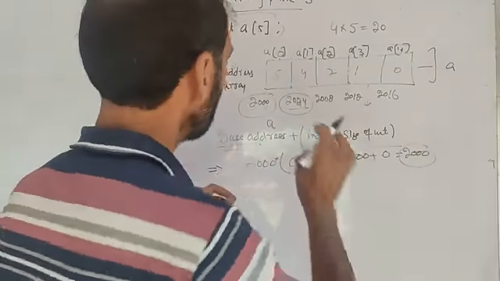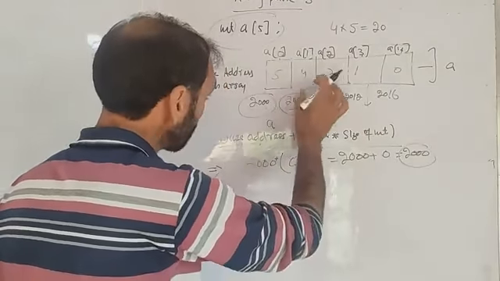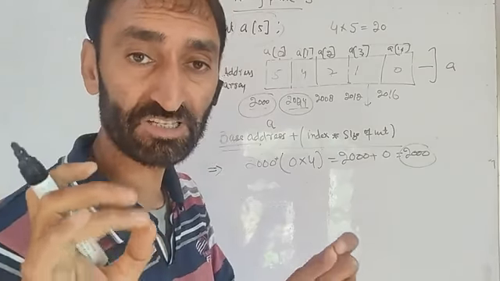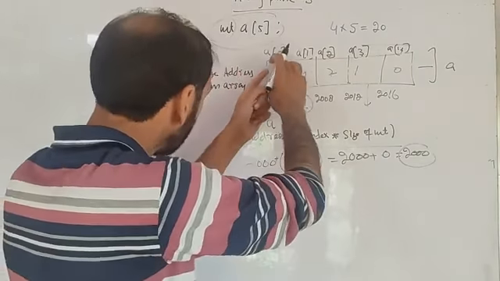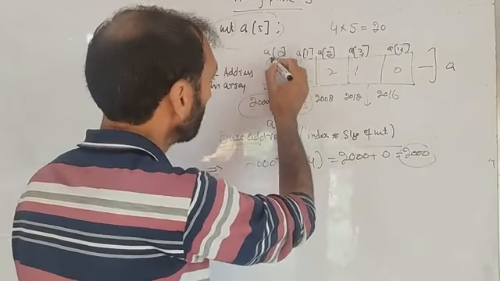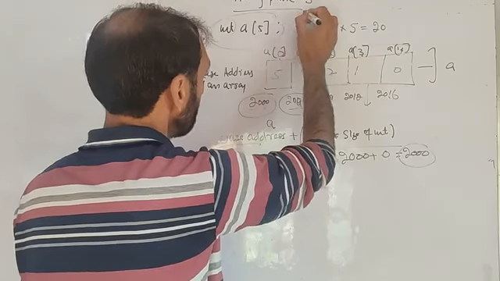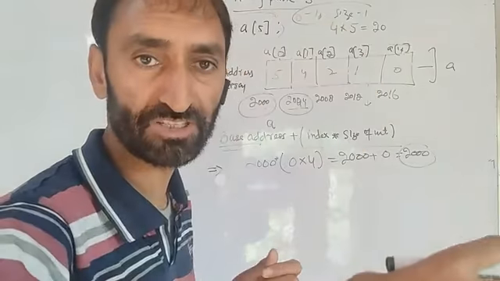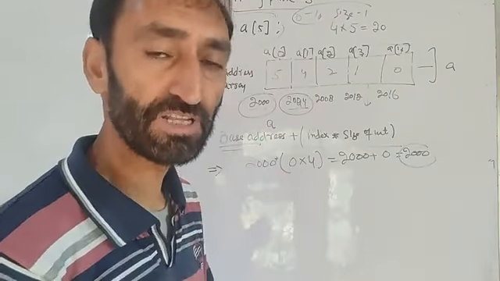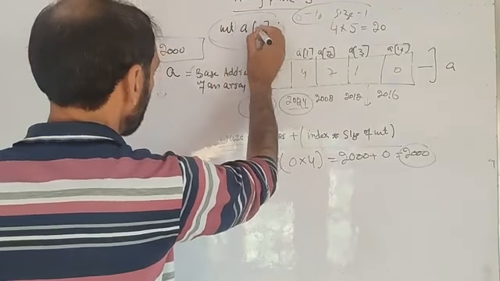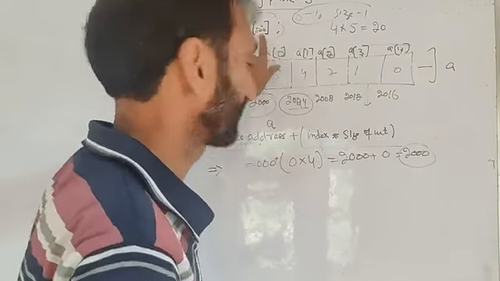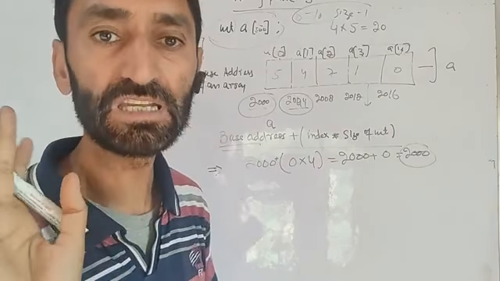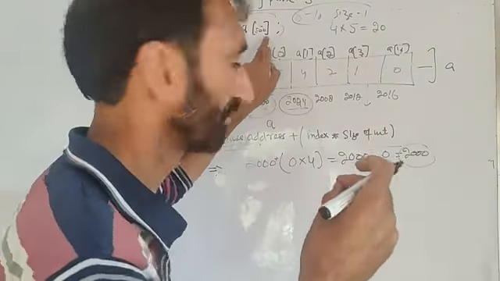Number two, the elements of an array can be accessed through their indexes. The index of an array starts from 0 to n minus 1, that means 0 to size minus 1. If I create an array of size 5, the first index will be 0 and the last will be 4. First index will be 0 and last will be size minus 1.